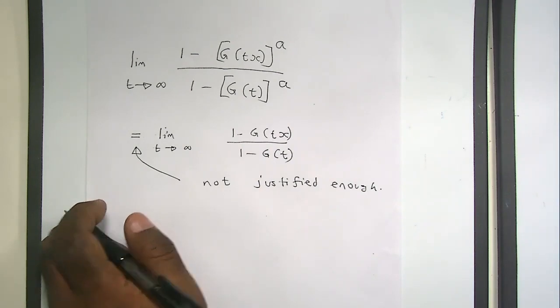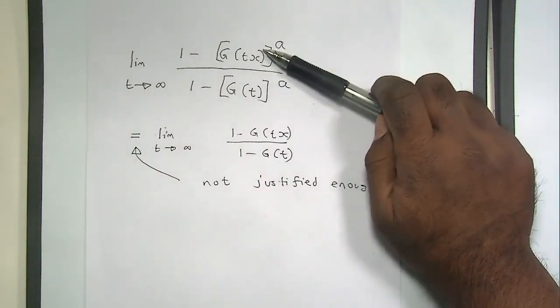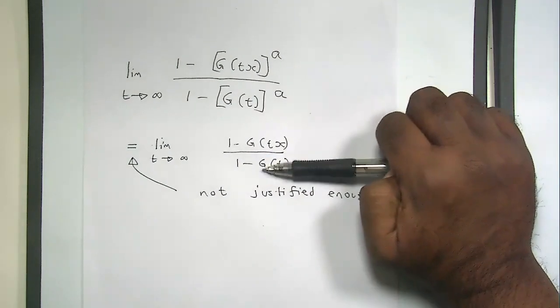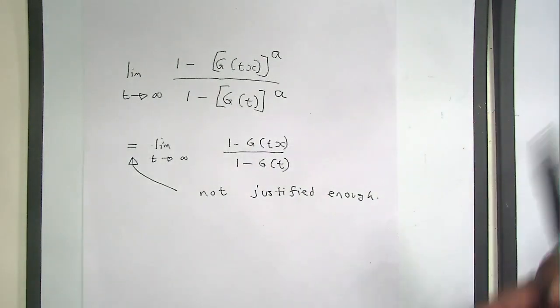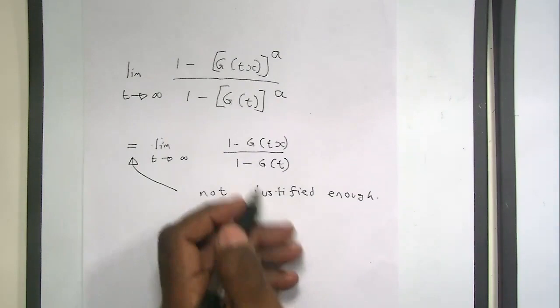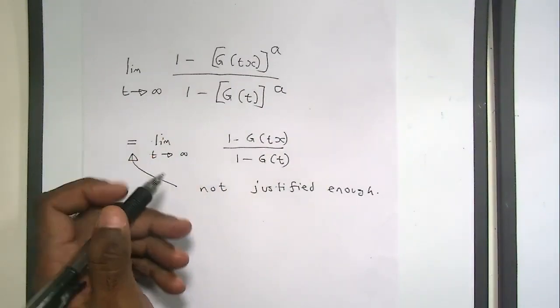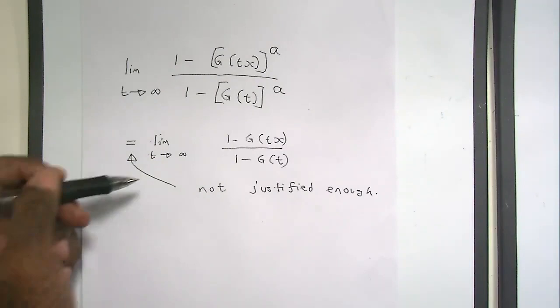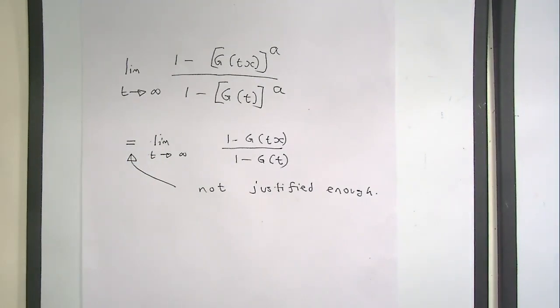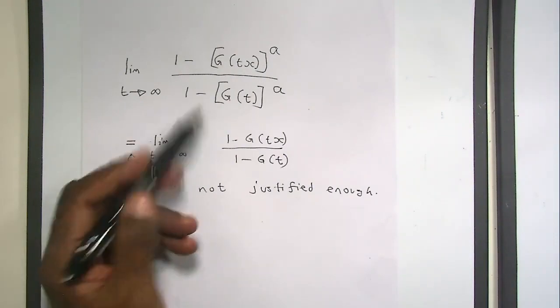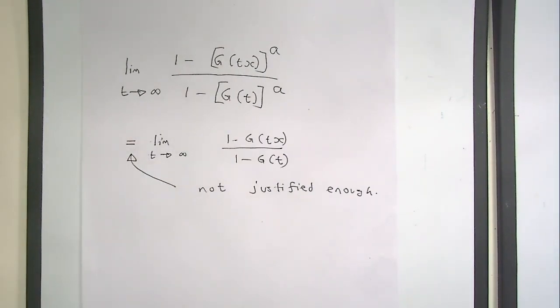Because you're saying that both of them go to the same limit, so this must equal this. Mathematically speaking, it's not justified. It may be correct, but as you know, in mathematics you have to justify every single step. So saying that this is equal to this, although it may be correct, is not justified enough, right?